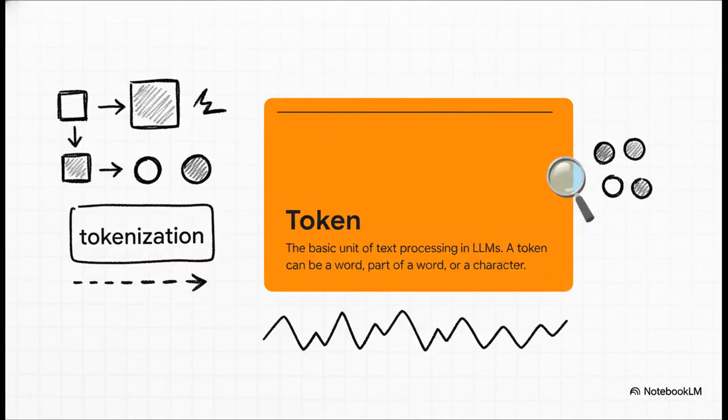But here's a wild thought. These models don't actually see words the way we do. They see something called tokens. So a simple sentence like, I love AI might be 3 tokens: I, love, and AI. Easy enough. But a longer word like tokenization might get chopped up into 2 or 3 different tokens. It's the absolute basic unit of how the model thinks.